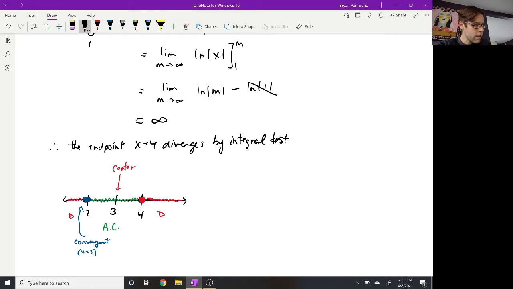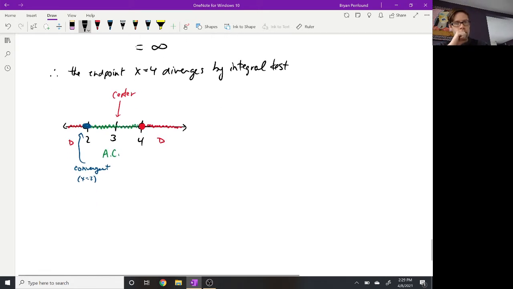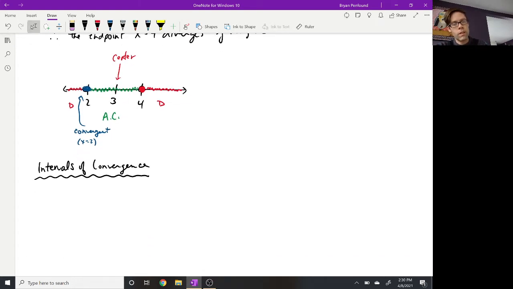I think this is a good time for us to step back for a second and summarize some stuff that can happen with this particular interval. The textbook actually does a really, really nice job of summarizing what we call intervals of convergence. And there's a nice little theorem that goes along with this.